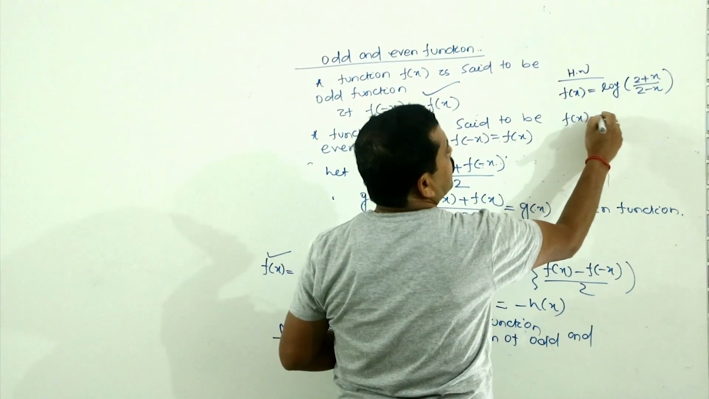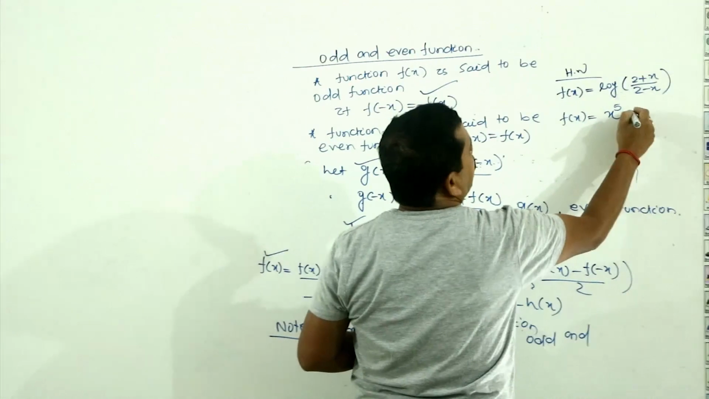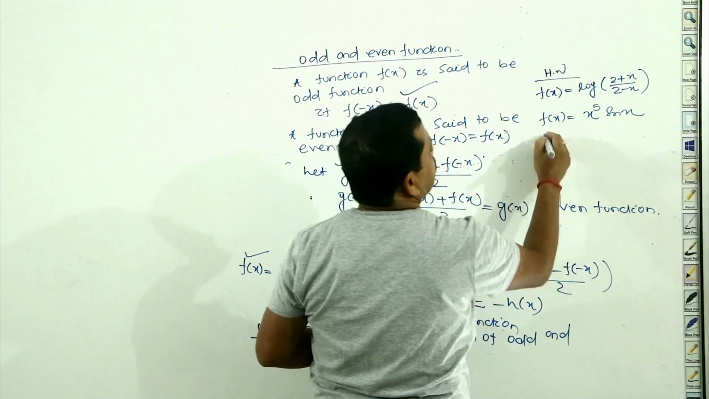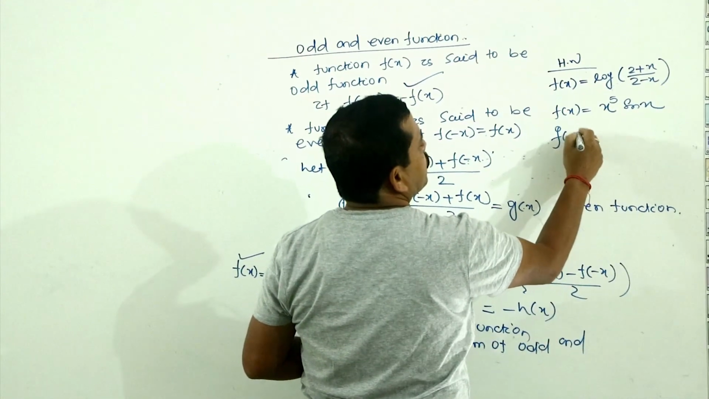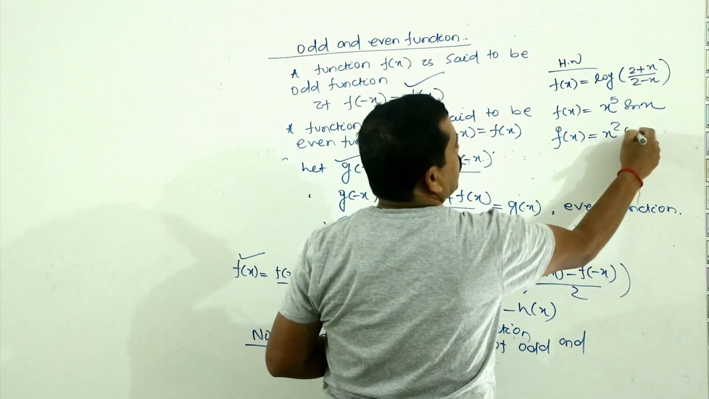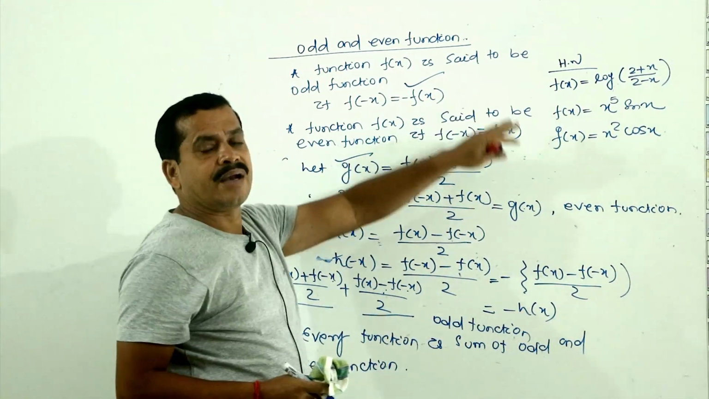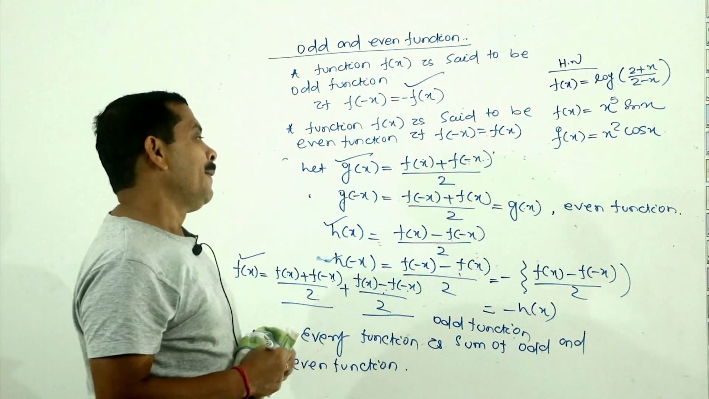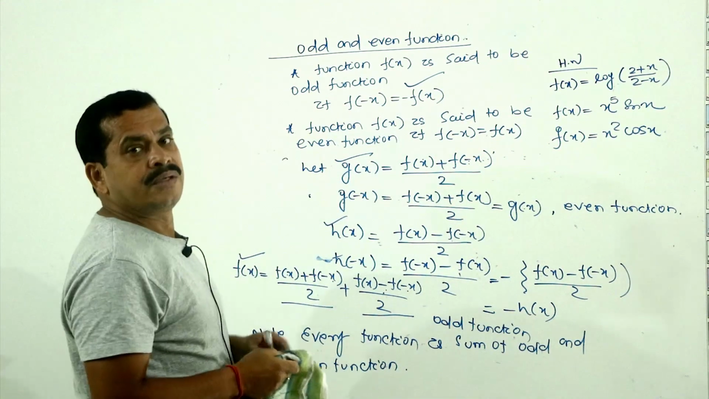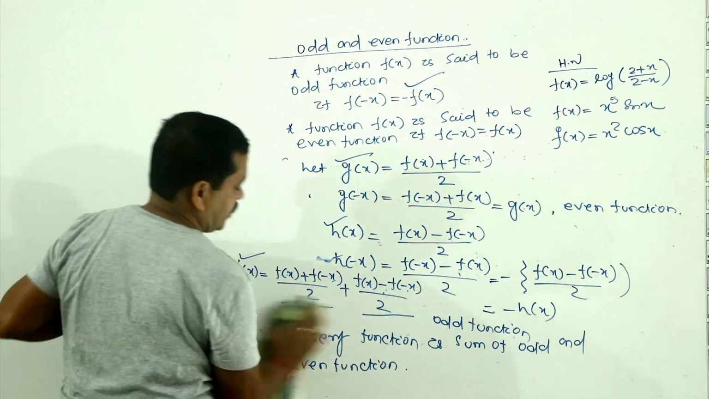f(x) = x^5 sin x. f(x) = x^2 cos x. Just examine whether these functions are odd or even. This is all about even and odd functions.